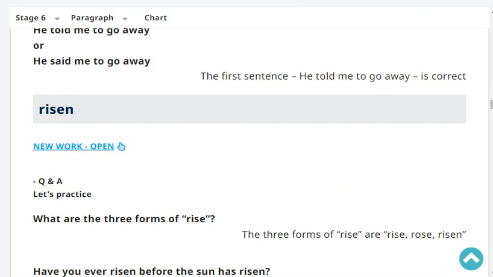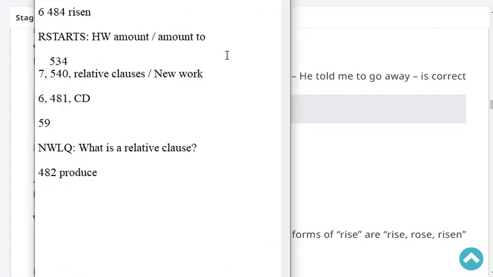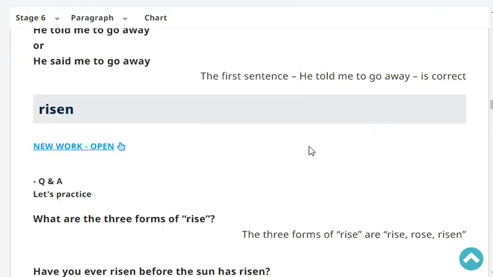Rise. What are the three forms of rise? The three forms of rise are rise, rose, risen. Very good. Listen, what are the three forms of rise? The three forms of rise are rise, rose, risen.